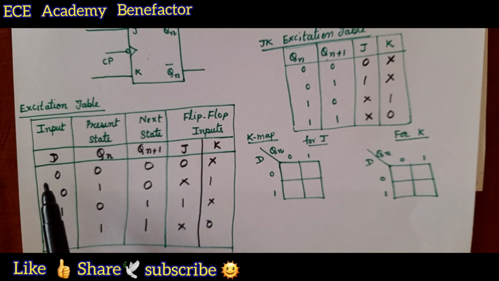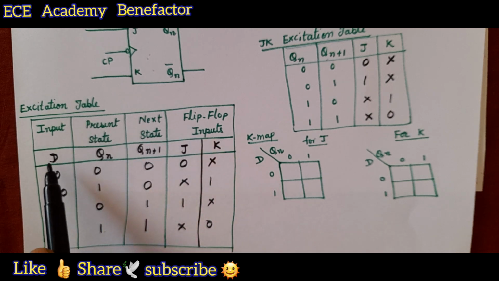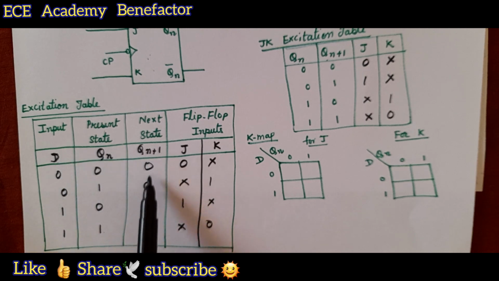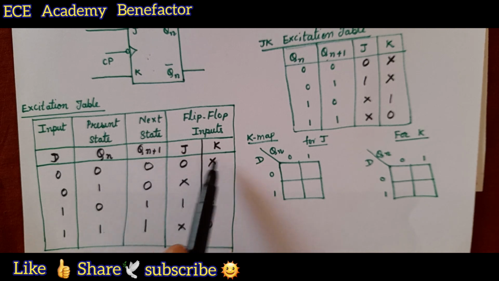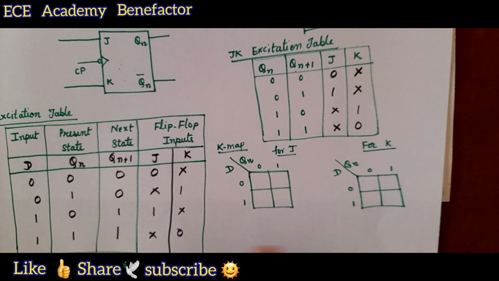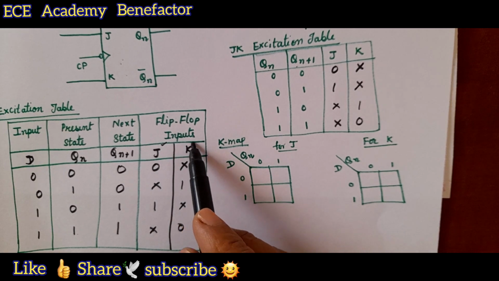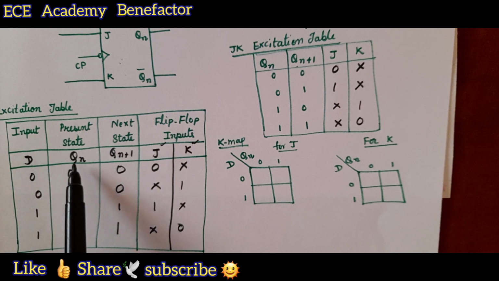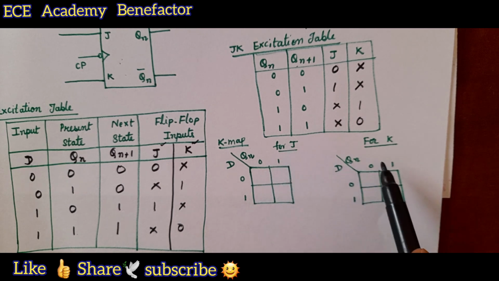So, what we have done in this excitation table? We are having 4 columns: input, present state, next state, flip-flop inputs, and then written the binary combinations for D and Qn, and then written the Qn plus 1 column for D flip-flop, and then written the excitation table for JK flip-flop. Now, from this excitation table, we need to solve 2 K-maps. One is for J, another is for K. So, how many variable K-map? It will be 2 variable, that is between D and Qn, which I have drawn here. A 2 variable K-map, one for J, another for K.